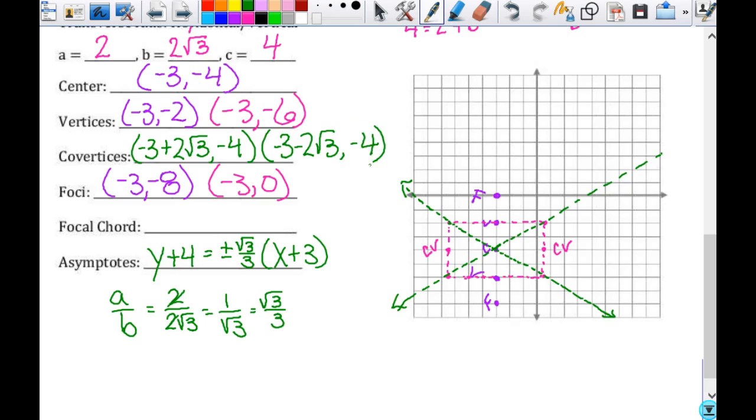The last thing I need to be able to graph this is my focal chord length, and that is 2b squared over a. So b is really square root of 12, and when I square it, I get 12. So I'm going to get 2 times 12 over 2, and that means the answer is just 12. So from my focus, I can count, hopefully correctly, 1, 2, 3, 4, 5, 6.